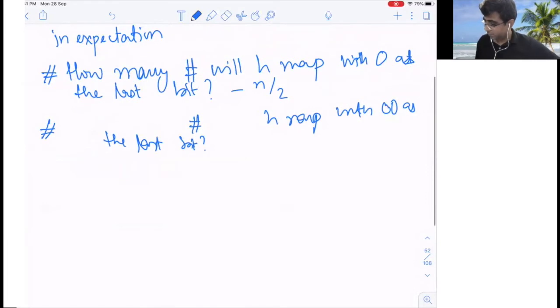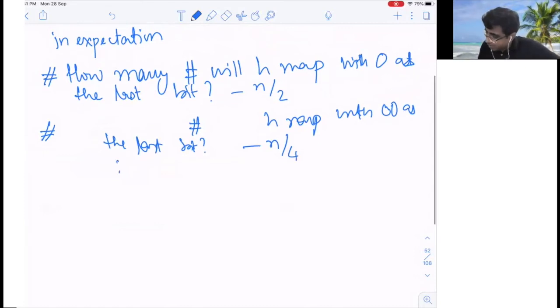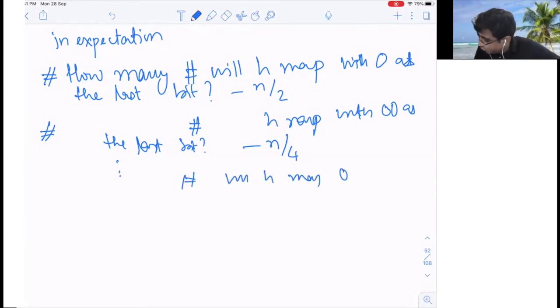Anybody? One quarter. 1/4. Yes, correct. So we can similarly say that the number of numbers H will map with 0 power L is roughly n over 2 to the power L, right? Okay.